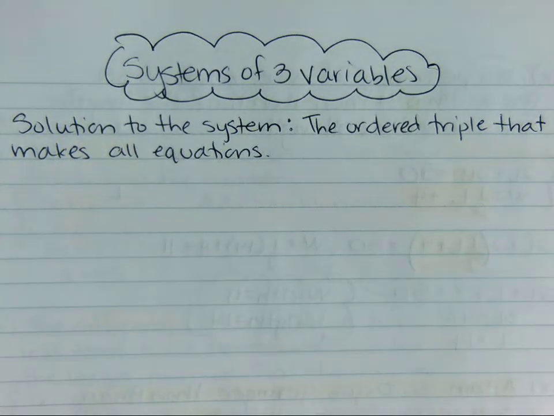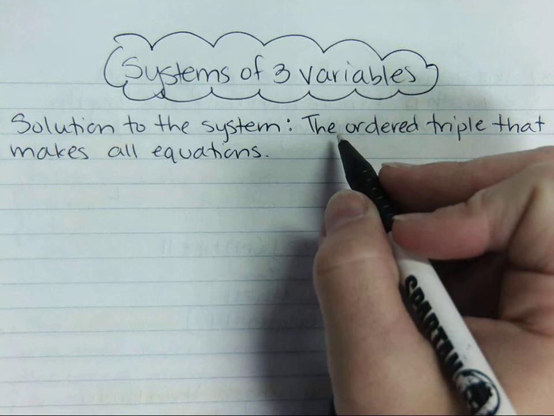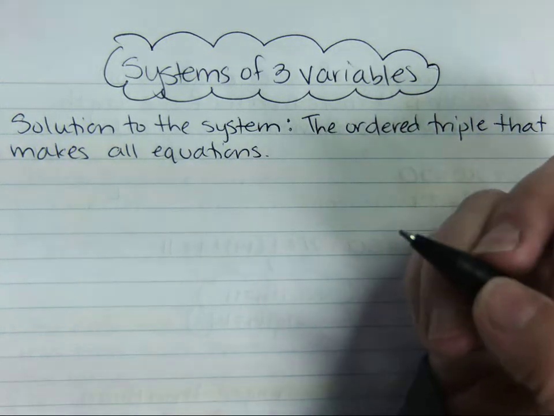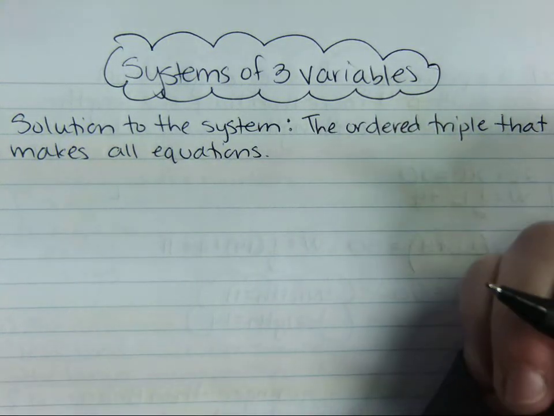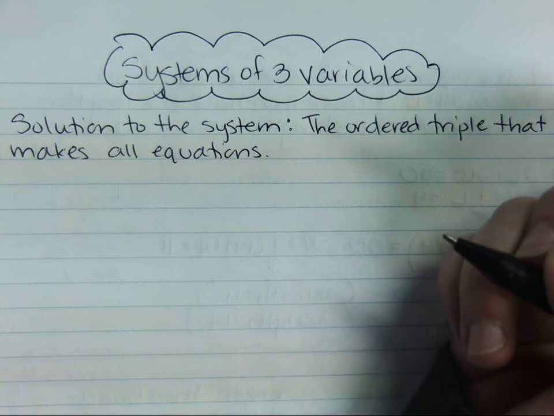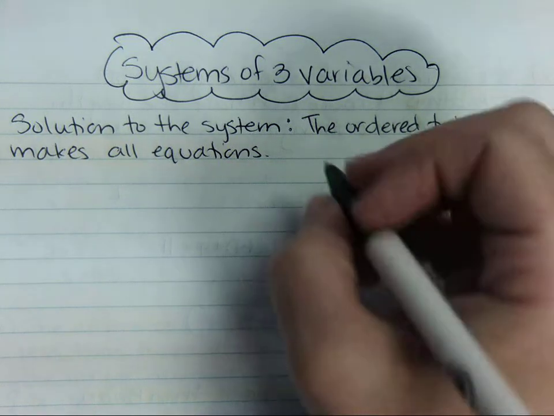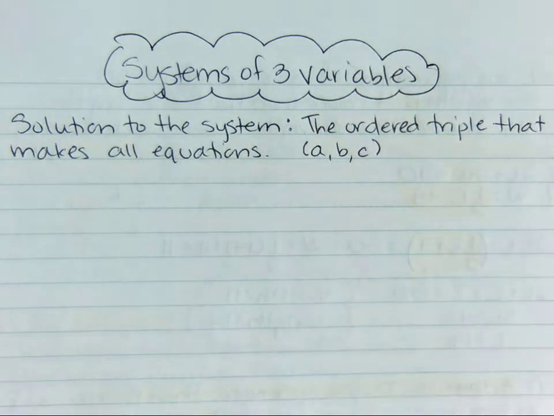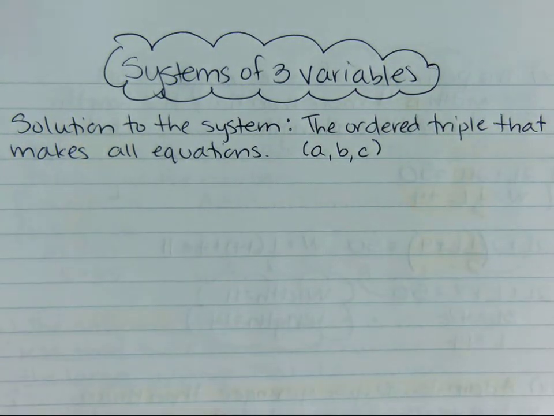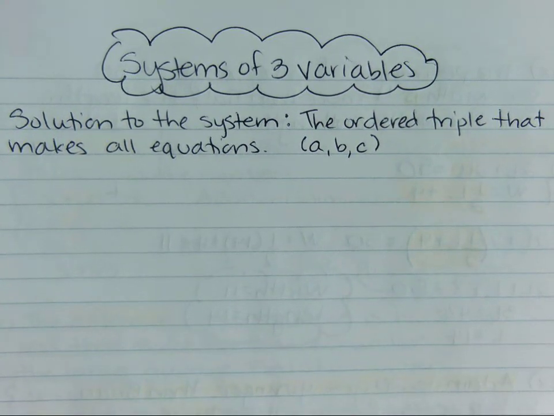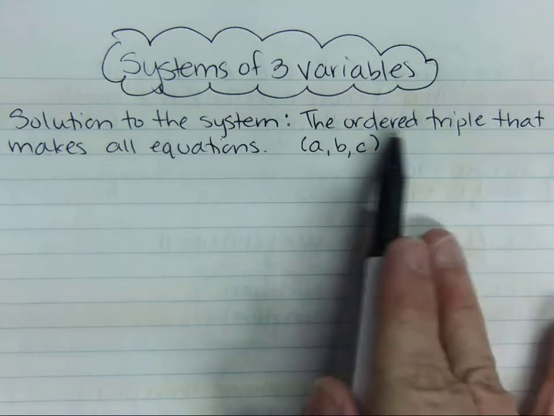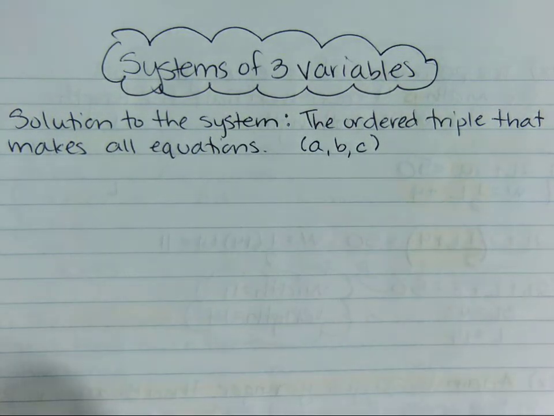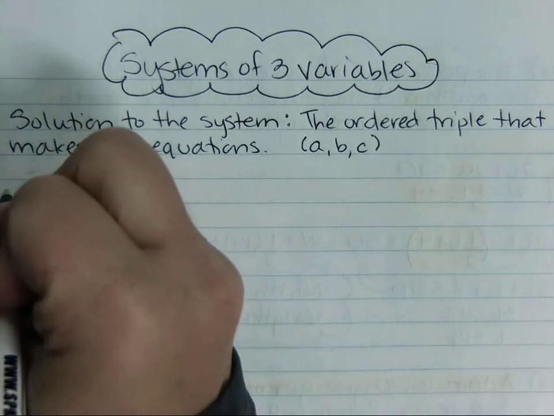Now, we use an ordered triple just like we do an ordered pair. So no matter what variables you're using, you can know how to write the answer. For example, if you had the variables a, b, c, you would write in order the solution as a, b, c. X, y, z, w, x, y, whatever they are, ordered just refers to the order of the alphabet. So let's look at a few examples.